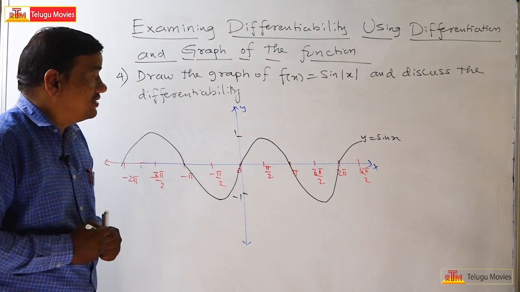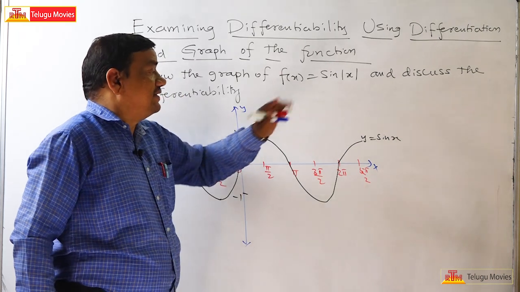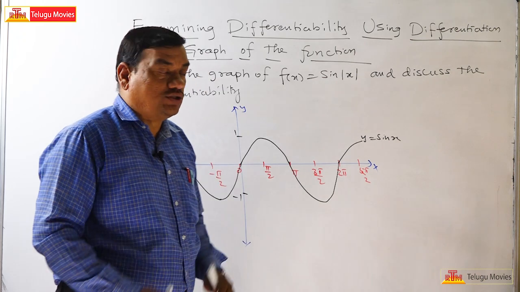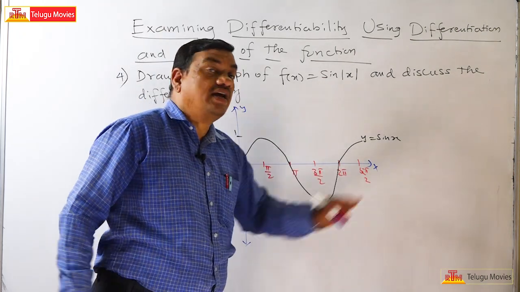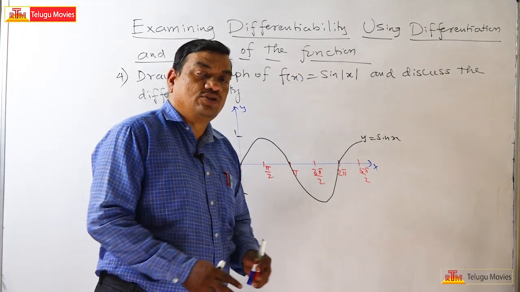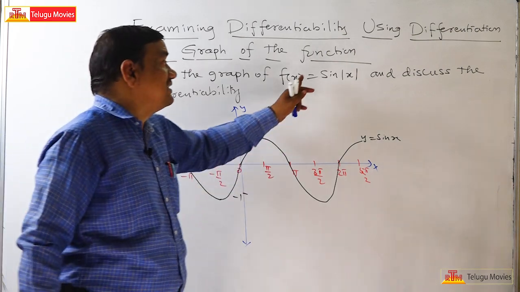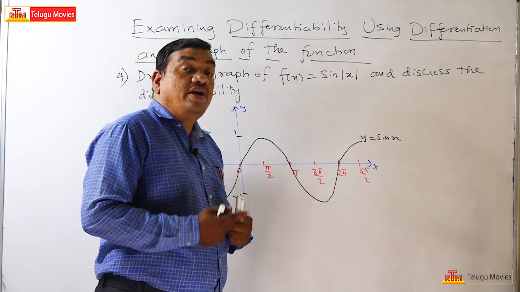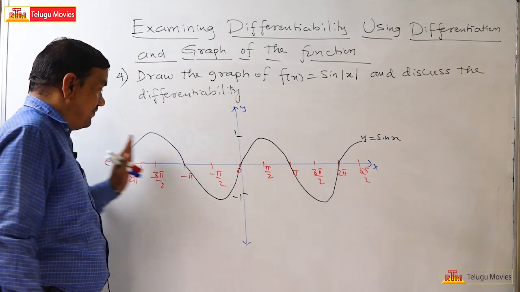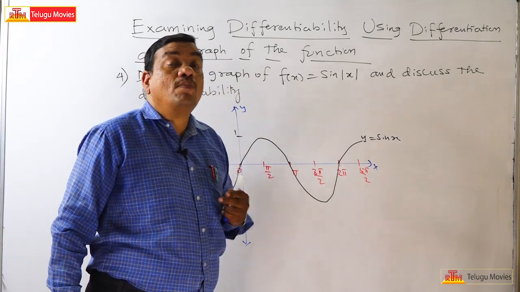What is the graph of sine of mod x? To the right of 0, if x is greater than 0, sine of mod x is equal to sine x only. That means from this side you will get the same graph. If x is less than 0, modulus of x is equal to how much? Minus x, so you will get minus sine x. So y is equal to minus sine x when x is less than 0. From this side you have to draw the graph of y is equal to minus sine x.